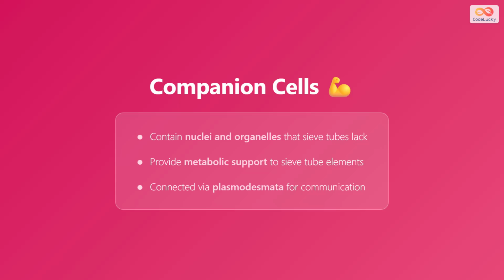Companion cells are essential support cells that work alongside sieve tube elements. Since sieve tube elements lose their nuclei and most organelles when mature, they cannot perform all the metabolic functions needed to stay alive. This is where companion cells come in. Companion cells contain nuclei and all the necessary organelles that sieve tubes lack. They provide metabolic support and help maintain the sieve tubes. These two cell types are connected through tiny channels called plasmodesmata, which allow them to communicate and exchange materials.